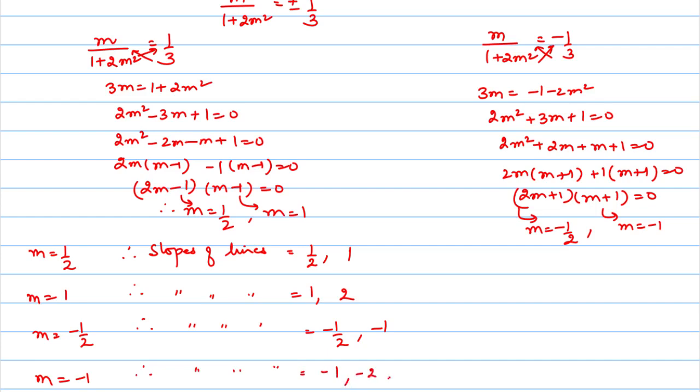Therefore there are 4 possibilities which we can think of, such that if the slope of one line is double the slope of the other line and the tan of the angle between them is 1/3, therefore 4 cases are possible.